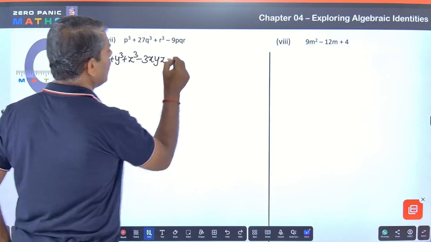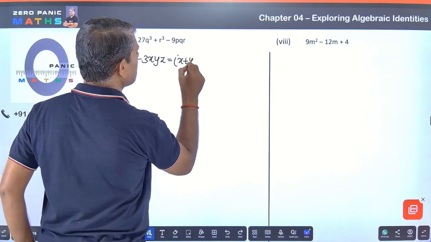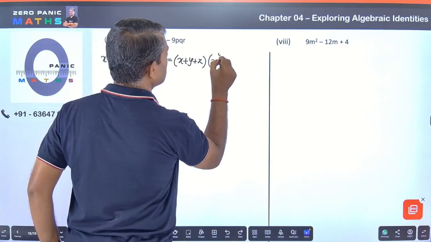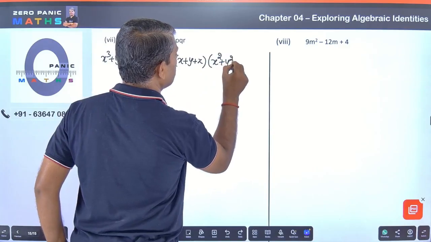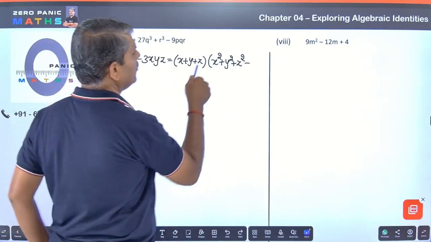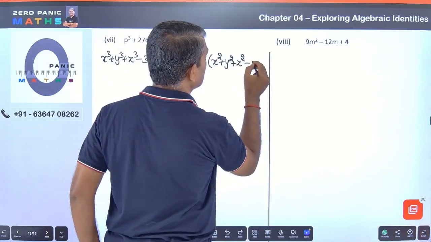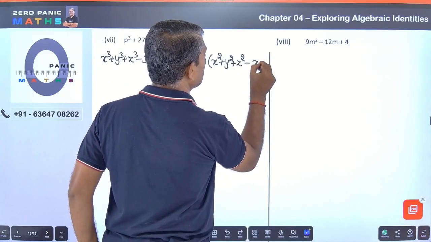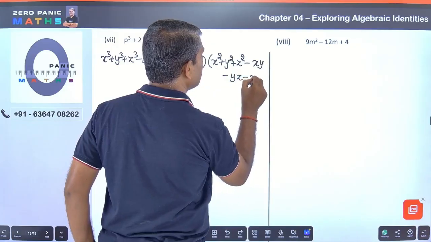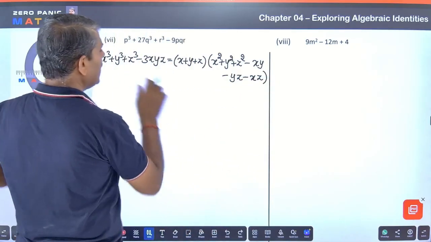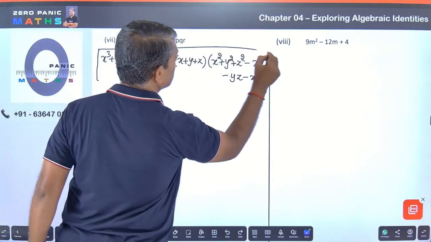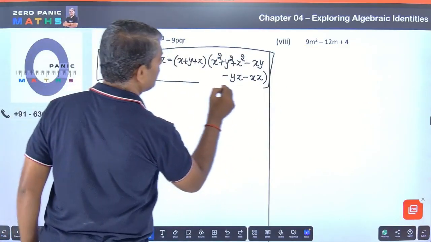That was equal to, if you remember, x plus y plus z, and into another bracket, x square plus y square plus z square minus xy, all the minus terms, minus yz minus xz. You remember this? We had resolved some multiple problems using this identity. Make a note of this identity, and this is the identity we are using here.